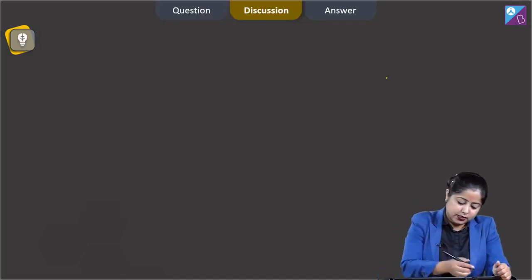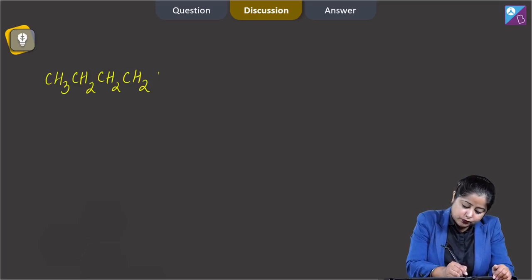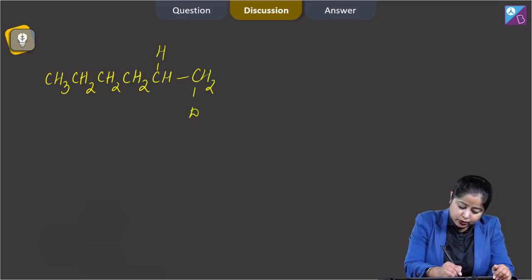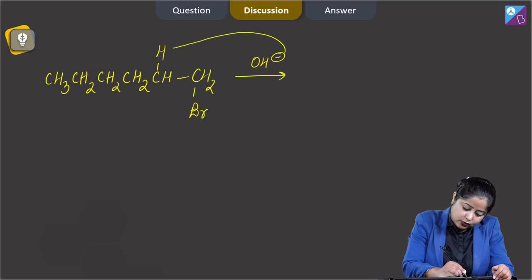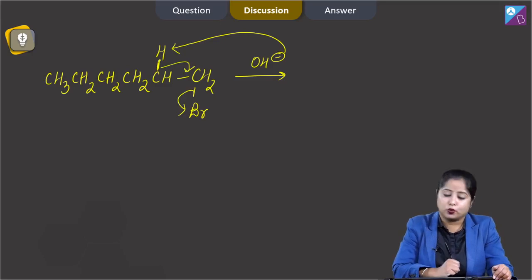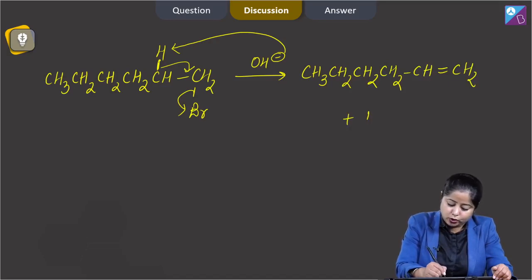So let's start. Since we are given 1-bromohexane, so CH3, CH2, CH2, CH2, CH2, CH2, Br. Now student, I am taking a base OH minus. This OH minus will attack this hydrogen. This bond will shift here and this bond will shift towards bromine. And the product so obtained will be CH3, CH2, CH2, CH2, CH double bond CH2, and the side product so obtained will be H2O plus Br minus.